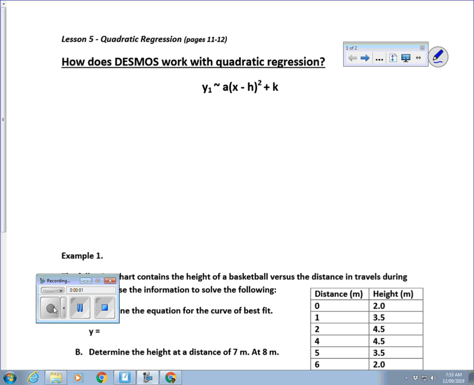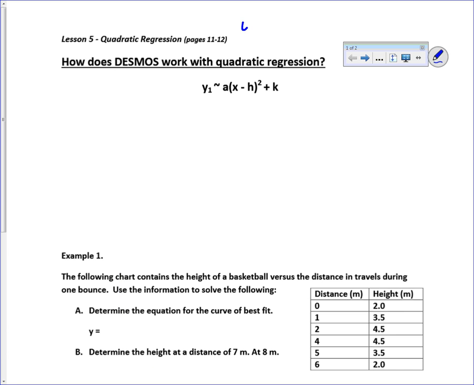So just like before, when we worked with linear regression, that was something like y is equal to mx1 plus b. We used Desmos to go and find the specific m value and b value based on some set of tables.